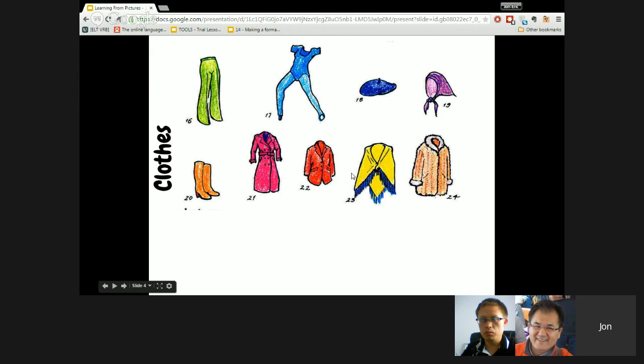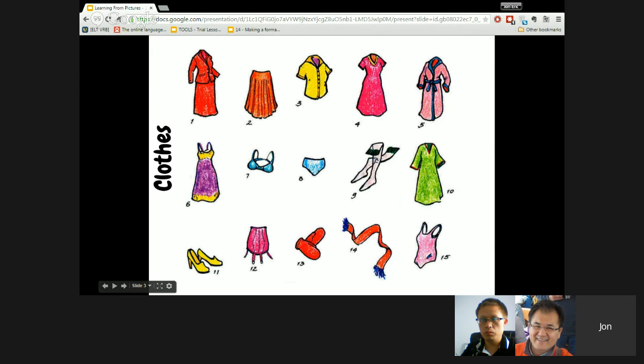Let me just double check. 15 is a swimsuit. Swimsuit. And we did 14, we did 13. Number 12, you'll never guess, is a girdle. A girdle makes you look thin. It forces your body in, like gives you a shape. Right.